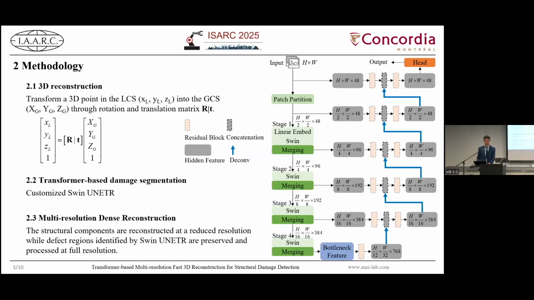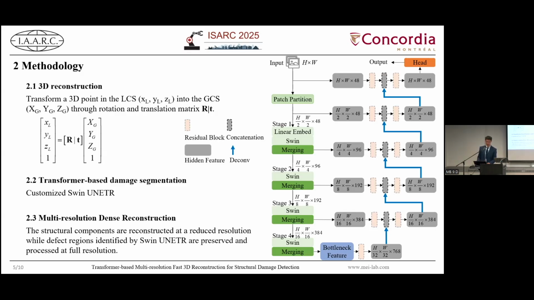So here's the more detailed technical details. For the first part, 3D reconstruction, you can see here from the formula, we need to transform a 3D point in the local coordinate system to the global coordinate system through rotation and translation matrix. So this one is done in the OpenMVG pipeline.